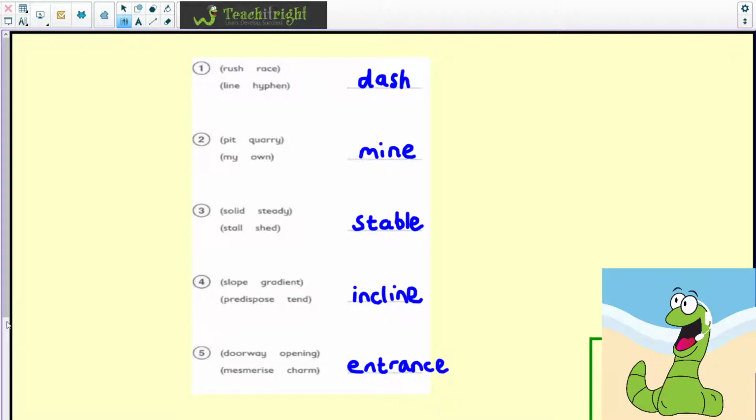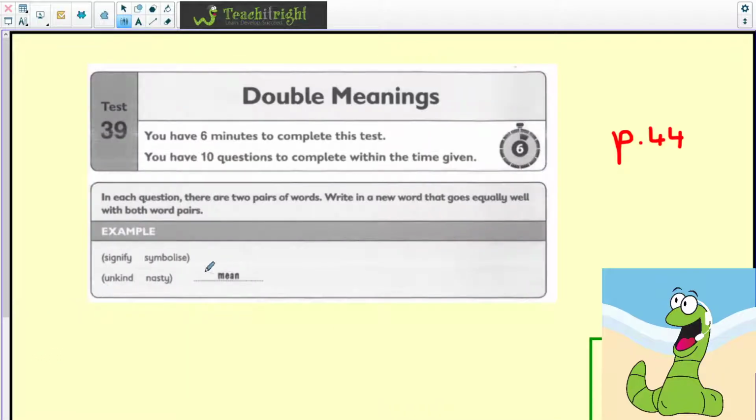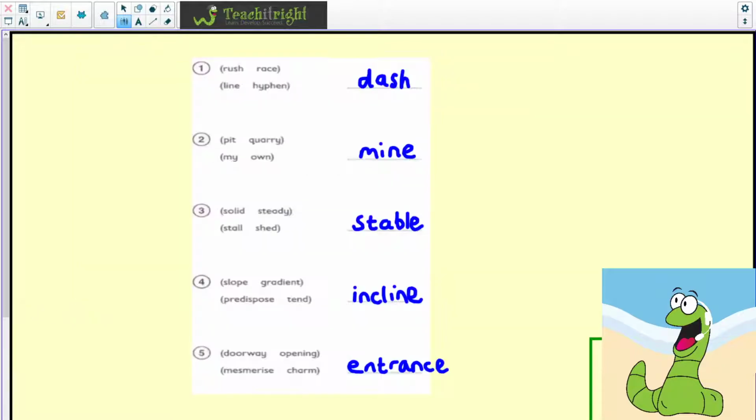Now the important thing here with the double meaning questions is ensuring that you know your word groups as well as the words. Now I appreciate these are quite difficult, particularly as you didn't have any multiple choice options. So let's just look at the example again. We've got signify and symbolise. Well, that can mean something, but if you're unkind or nasty, that can also be mean. So you're looking for one word that has a dual meaning and that it should go with both pairs. It's no good just going with one.